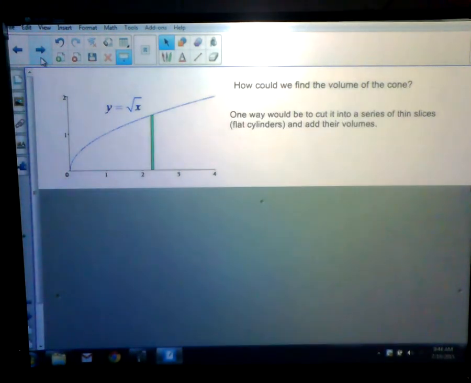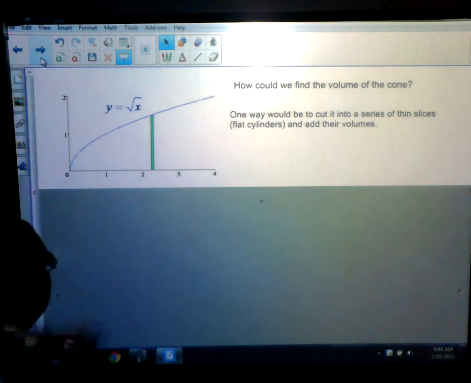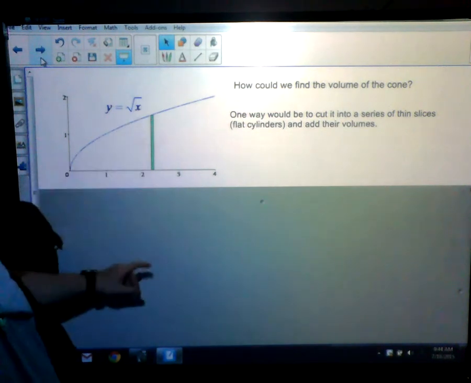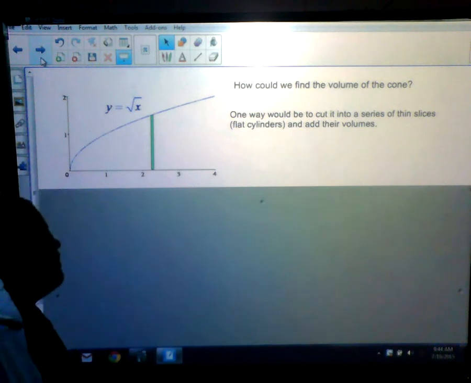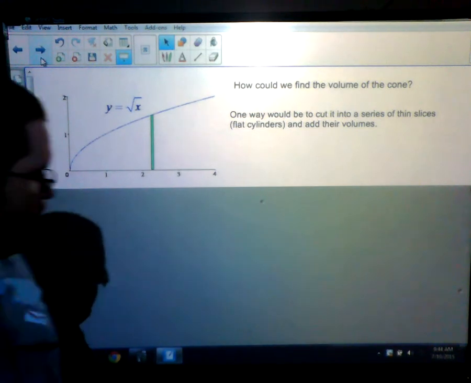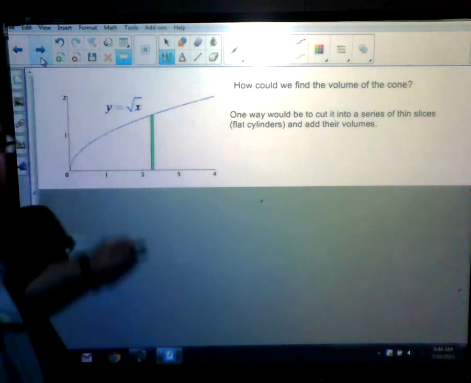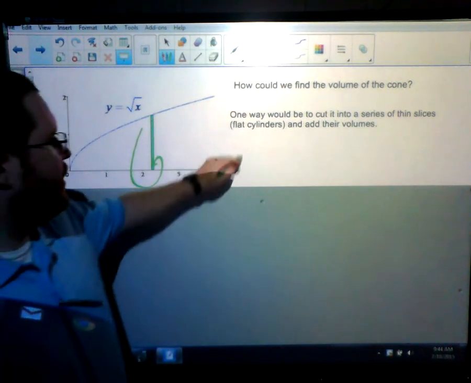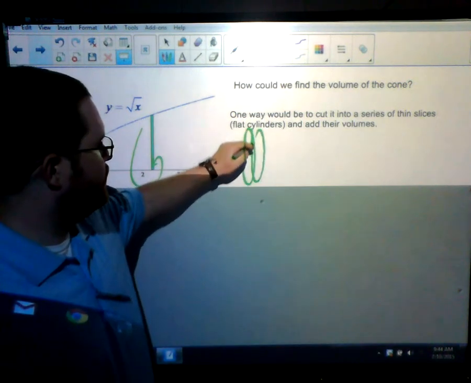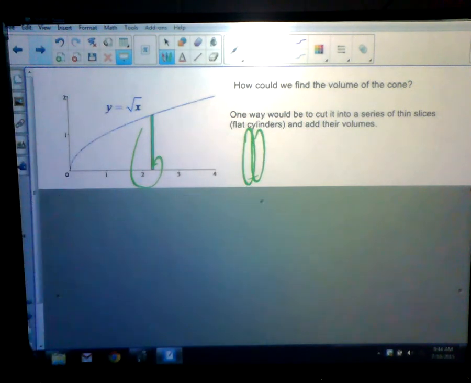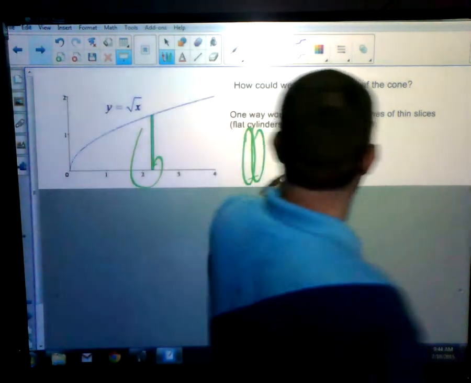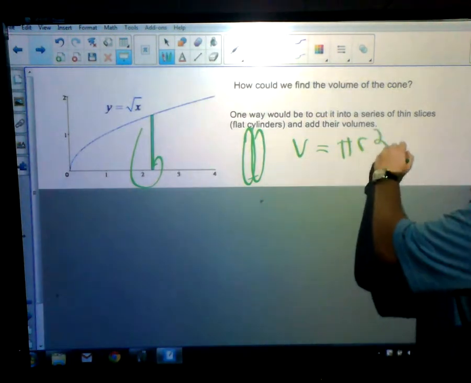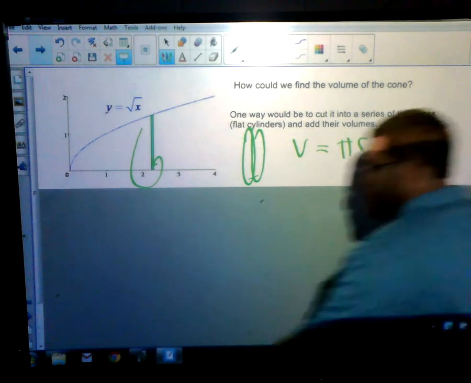How do I find the volume of that cone? One way would be to cut it into a series of thin slices and add their volumes. Just like we did with area, we did top minus bottom, and we found that. What shape is this tiny little shape? Well, it's a rectangle. But if I were to rotate this rectangle around this way, it wouldn't be a little rectangle anymore. It would make a little cylinder. Well, what's the volume of a cylinder? It's pi r squared h. Oops, h, not pi again.